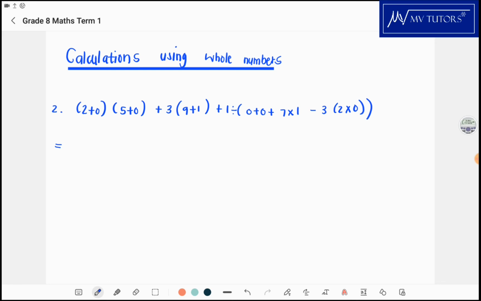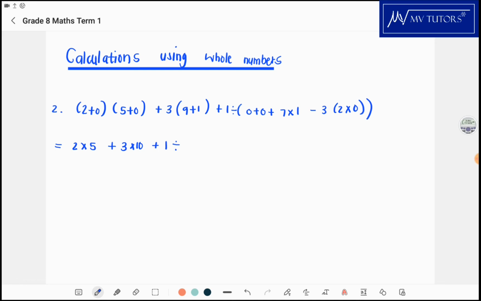So I have 2 plus 0, which is just 2, and then 5 plus 0, which is just 5. So again, this is just the property of 0. We know if we're adding a number to 0, it's going to be that number. And then we have plus 3. And then inside the brackets, we have 9 plus 1, which is 10. And then I'm going to say plus 1 divided by.